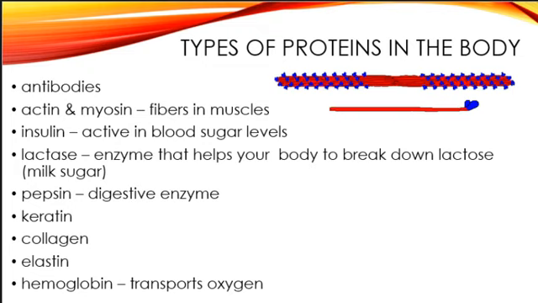Antibodies are proteins produced by specialized cells called lymphocytes, and those are the ones that fight off things like the COVID virus. If you ever had a vaccine, the vaccine was stimulating antibody production against whatever you were vaccinated for, chickenpox, whatever it was. Actin and myosin are fibers in muscles. That's what these are right here. This is like a little hook that pulls these other hooks along to contract your muscle. I'll show you a little video of that in just a second. Insulin is very important to get your glucose into your cells. It's like the transport into your cells.